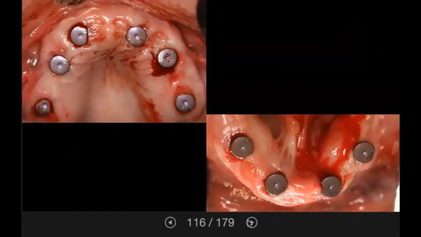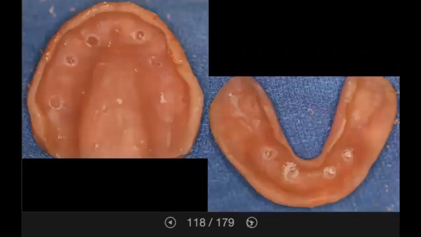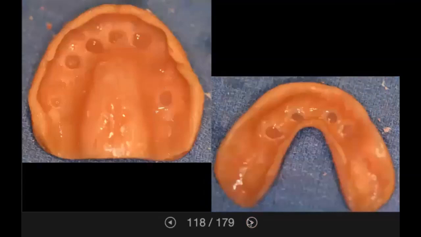Pressure indicating paste or alginate is used to identify the exact position of the healing abutments immediately after implant placement. The intaglio surface of the dentures are marked with a round burr and a slow speed handpiece. The sites of the implants are relieved to minimize pressure on the implants as they heal. A soft reline will be performed for patient comfort and improved denture fit.